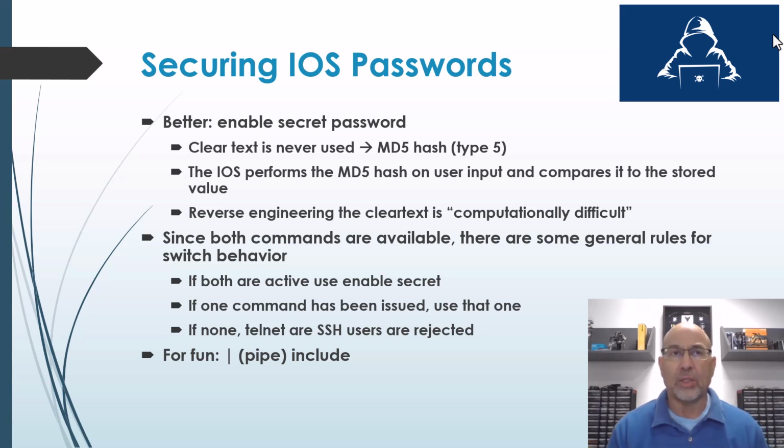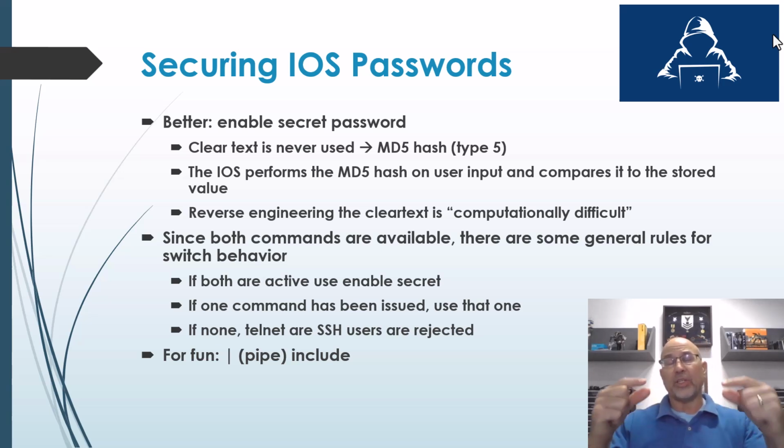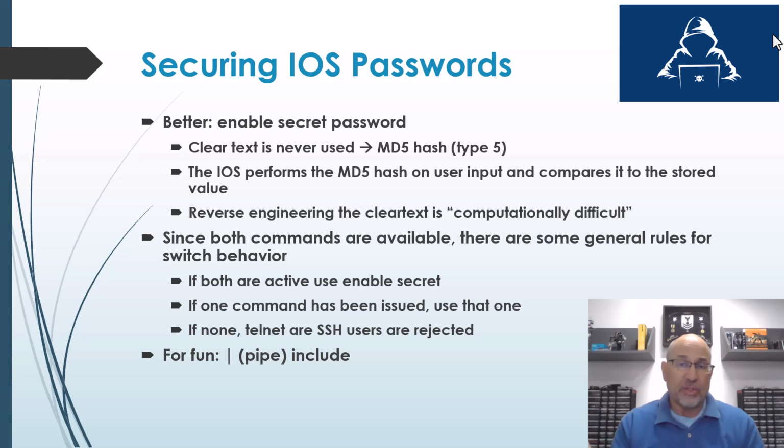So how does a hash work with user input? When you're logging in, you type in clear text, and the iOS takes the hash and does the calculation, does the comparison between its recently calculated hash and the one that's in the config file. And if they're the same, you log in. Now, just for fun, the chapter also uses the pipe command, and I'll show you that as well. So let's do a quick demo.